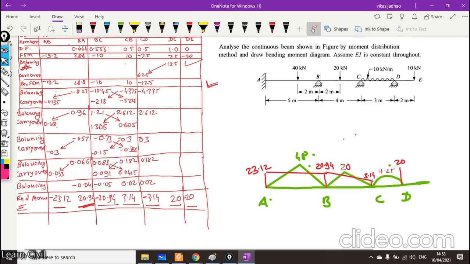Join all these points. Okay, this is the final bending moment diagram. This is your effective bending moment portion. Now out of this, this portion will be negative, this portion will be positive, this portion will be negative, this portion again will be negative, and this portion will be again negative.